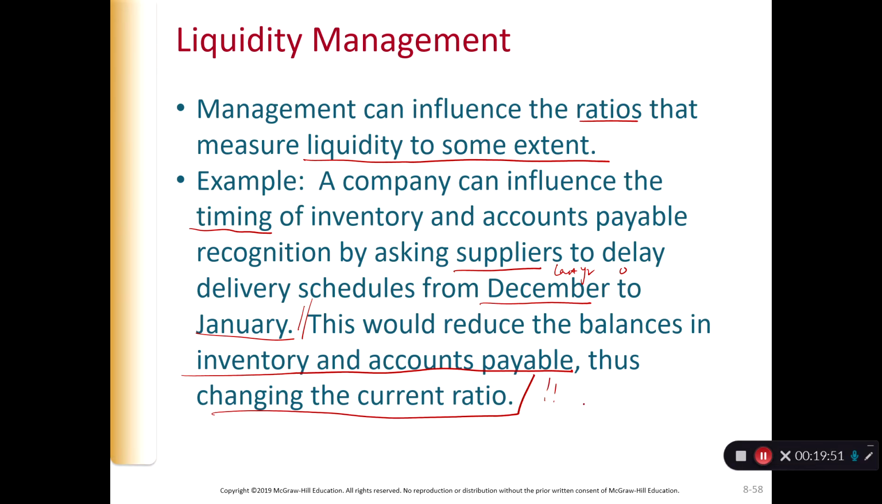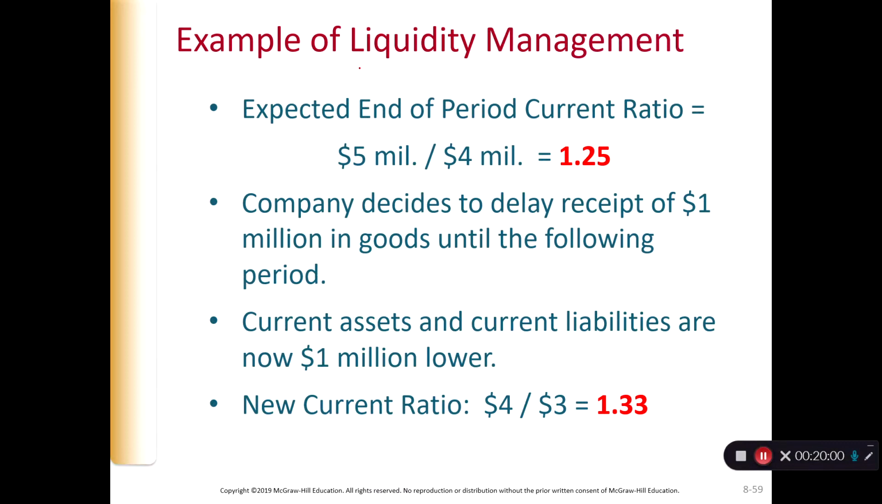This is also what we can call liquidity management. People intentionally manage the liquidity ratio at the year end. So for example, if nothing is done by the management, the expected end of period current ratio, with current assets of 5 million divided by current liabilities, is 1.25, meaning $1 of current liability can be paid by $1.25 of current asset.